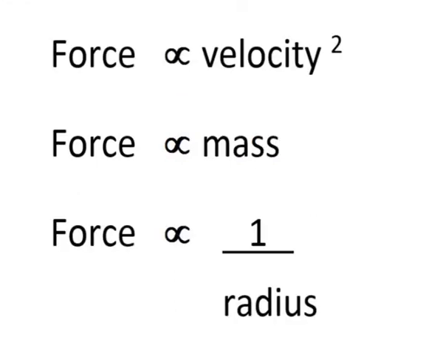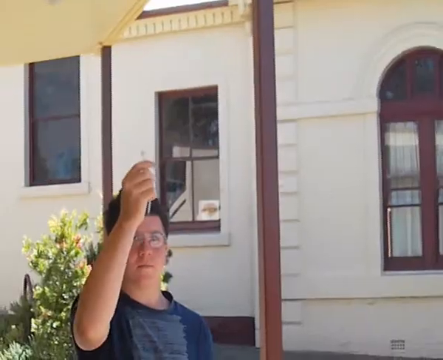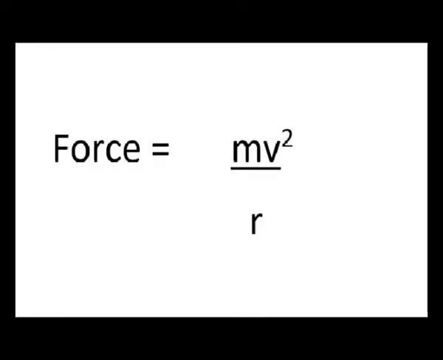In conclusion, we have shown that force is directly proportional to the velocity squared. Force is also directly proportional to the mass, and force is inversely proportional to the radius. Overall, F equals mv squared over r.